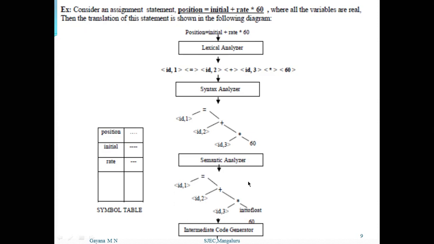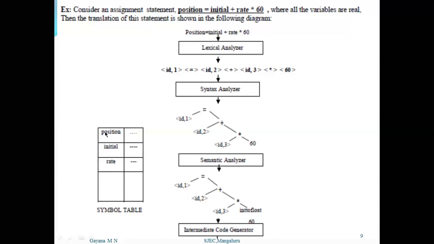The output after the semantic analyzer is then given to the intermediate code generator. Along with these phases, you can also see the usage of an additional data structure, which we call a symbol table. The usage of the symbol table is very important, because whatever meaningful units are seen by the lexical analyzer, it has to maintain these details in one particular data structure, because these details are required in the upcoming processes.